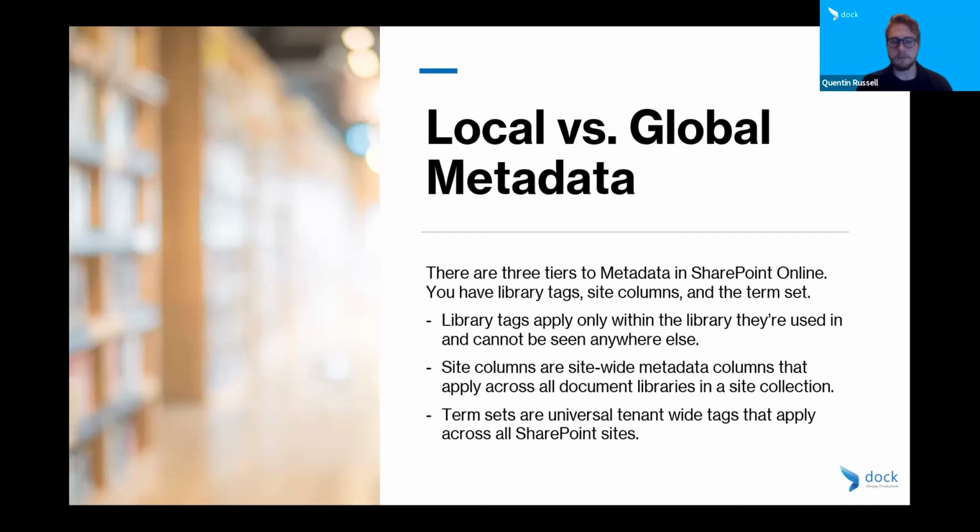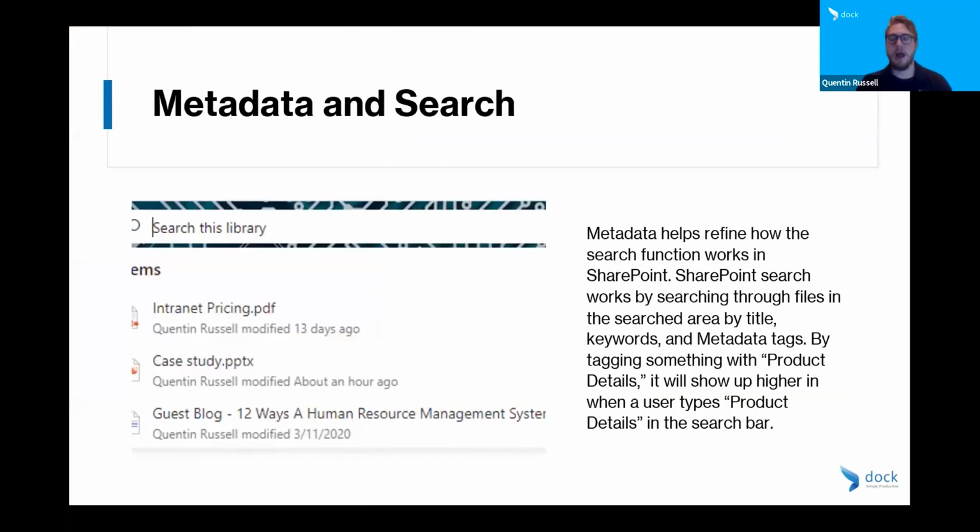So from there, essentially, the metadata and search. One of the big things about using metadata is that it can help with the search functionality in SharePoint Online. SharePoint Search works by searching through the different files. It basically works like Google's search algorithm. It sends out a bot that goes through all of the different files in your organization.